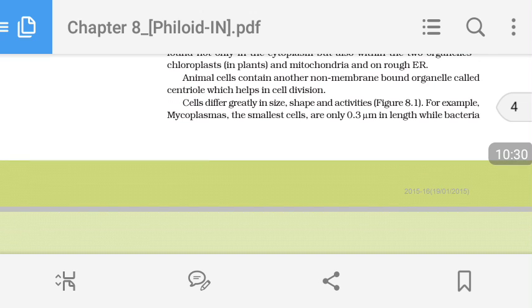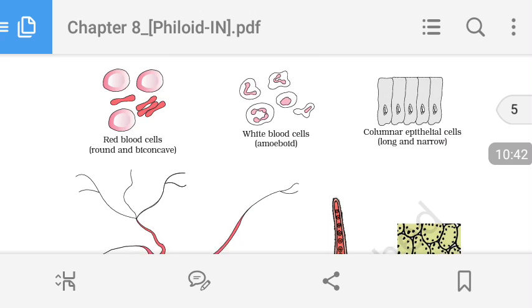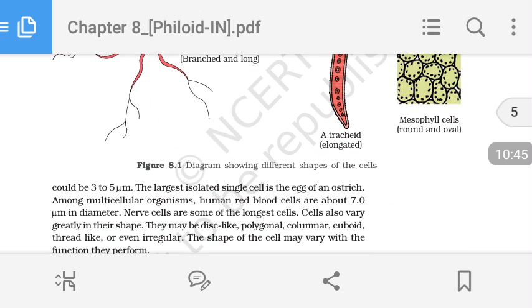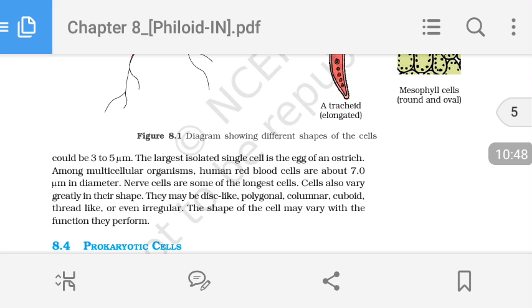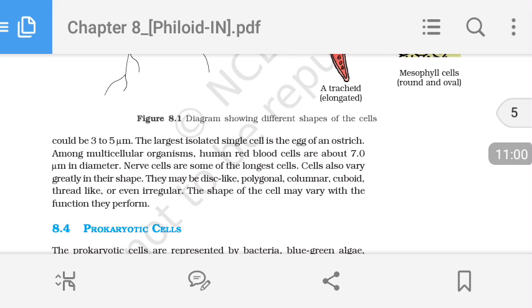Cells differ greatly in size, shape and activities. For example, mycoplasmas, the smallest cells, are only 0.3 micrometer in length, while bacteria could be 3 to 5 micrometer. The largest isolated single cell is the egg of an ostrich. Among multicellular organisms, human red cells are about 7 micrometer in diameter. Nerve cells are some of the longest cells. Cells also vary greatly in their shape. They may be disc-like, polygonal, columnar, cuboid, thread-like, or even irregular. The shape of the cell may vary with the function they perform.